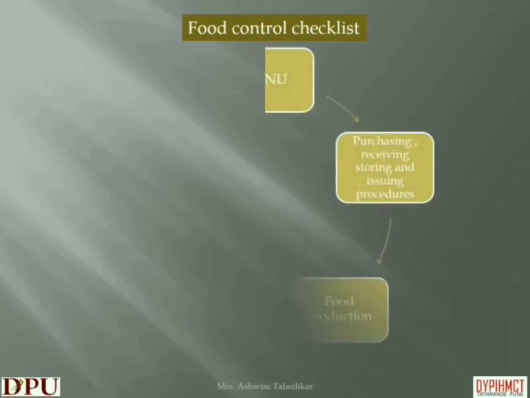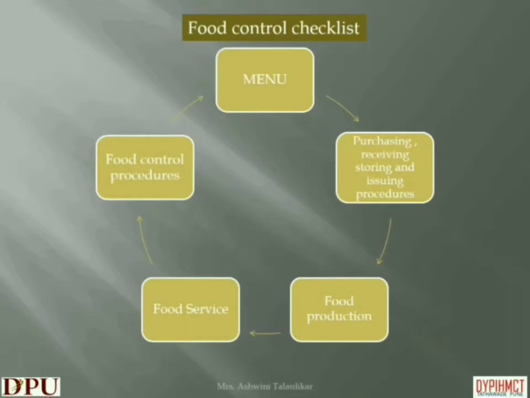We shall now discuss the last content of this chapter, Food Control Checklist. It includes Menu Checklist, Purchasing, Receiving, Storing and Issuing Procedure Checklist, Food Production Checklist, Food Service Checklist, and the Food Control Procedures Checklist. We shall discuss each one in the further slides.